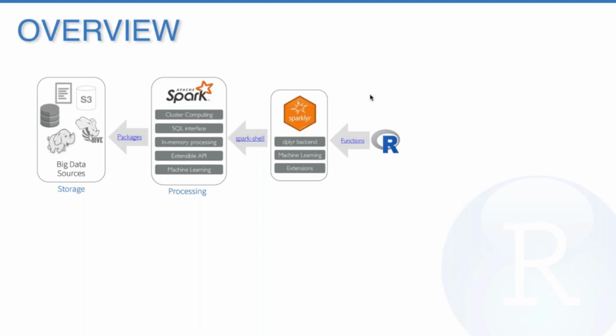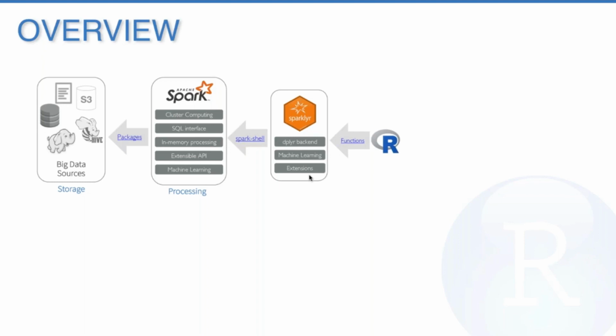Definitely, each of them has different functionality. For instance, when you look at Spark, as we mentioned, it's a cluster computing engine. It's also a SQL interface. It supports in-memory processing, an extensible API, machine learning, graph processing, streaming. And Sparklyr allows you to make use of all this functionality, and there's some functionality that is enabled by default in Sparklyr. For instance, you can make use of the dplyr backend, machine learning functionality, extensions, and in the Sparklyr 0.6 release also use distributed computations in R.